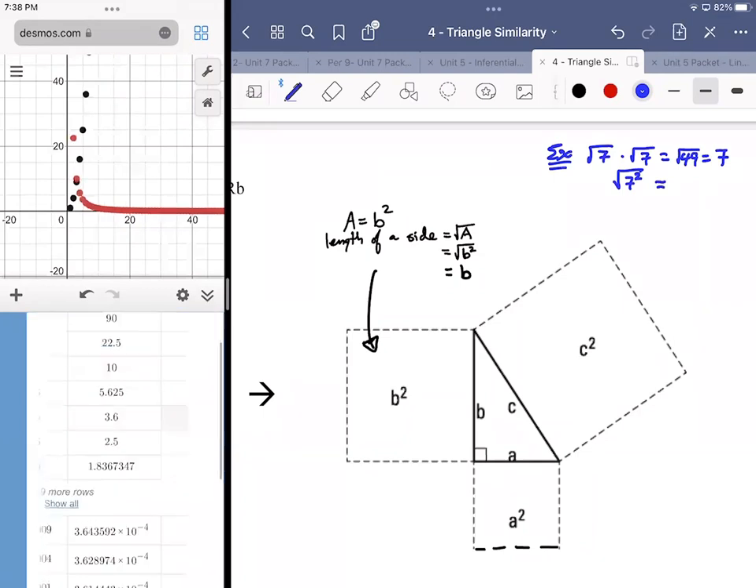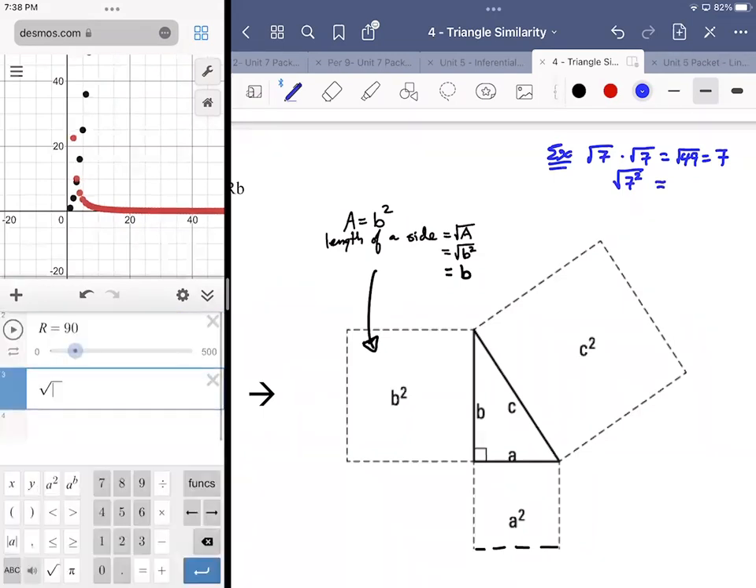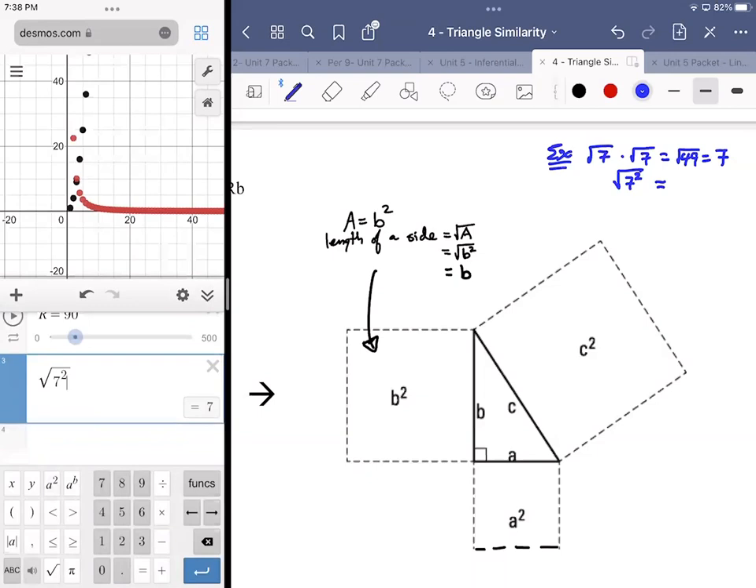All right. And whether you're doing it on Desmos or you're doing it in your head, radical 7 squared is going to be equal to 7. Because what's happening is the power of 2 and the radical are canceling each other out. All right, because they're opposite operations.